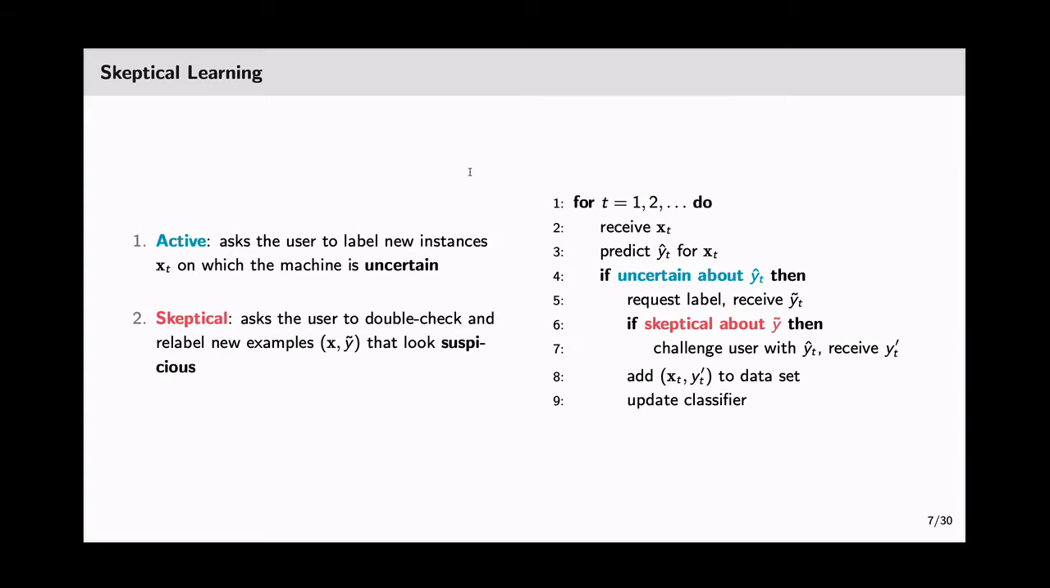The machine asks the user to label new instances on which the machine is uncertain. After the acquisition of this label, we need to check, should we ask the user to double check this label if it looks suspicious to the machine? After that, we obtain, hopefully, a clean new label. This is added to our training set, and then we update our classifier.